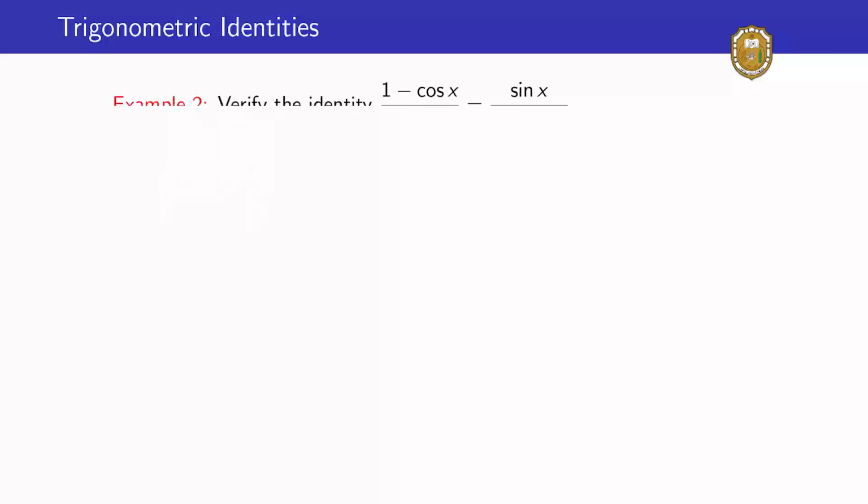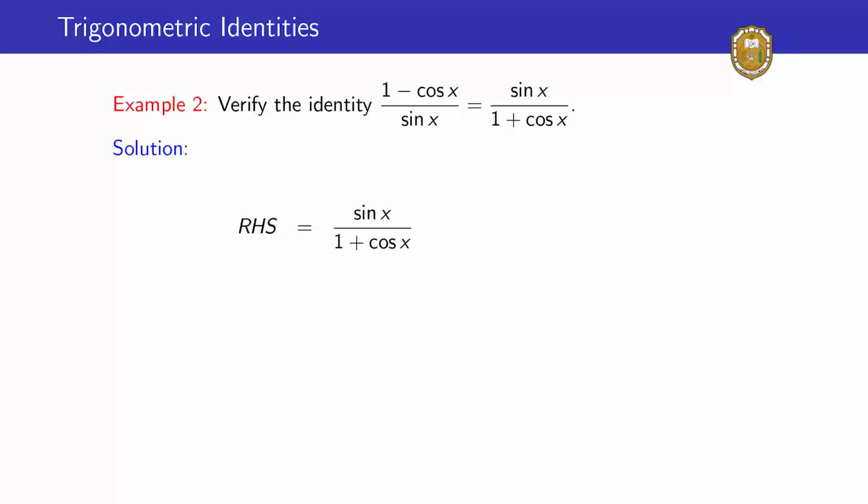Example 2, verify the identity 1 minus cos x over sin x equal to sin x over 1 plus cos x. Now here we are going to begin from the right hand side. We have the term 1 plus cos x.